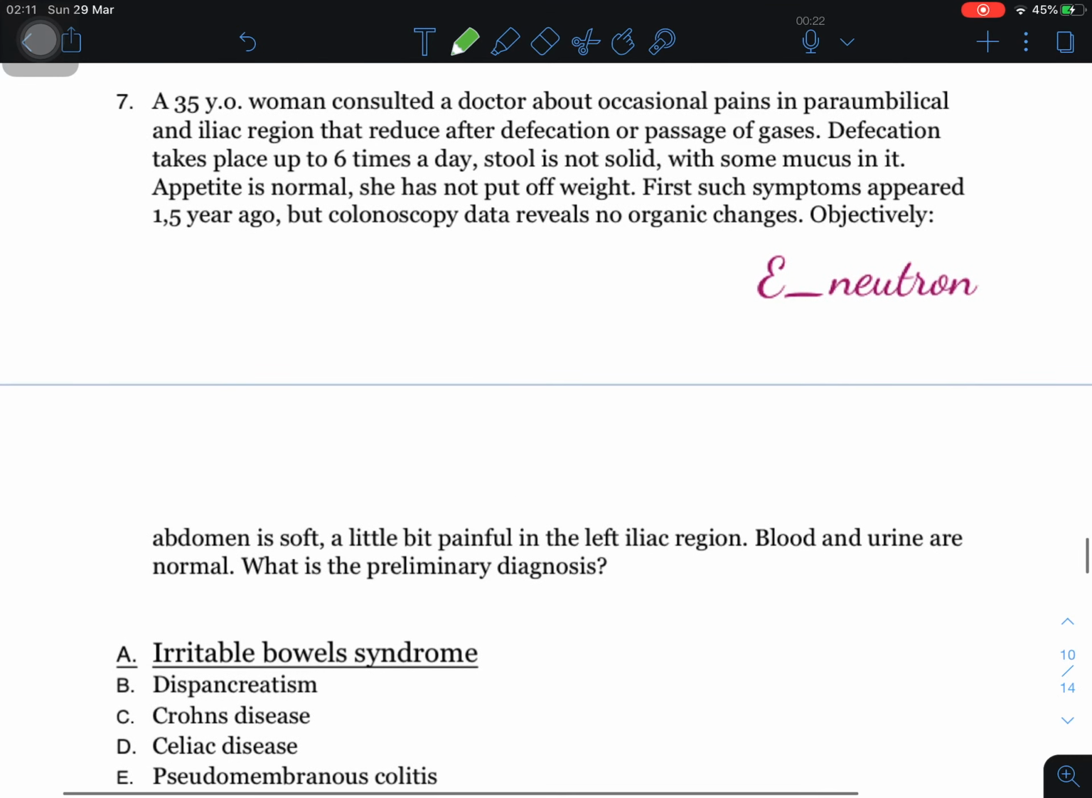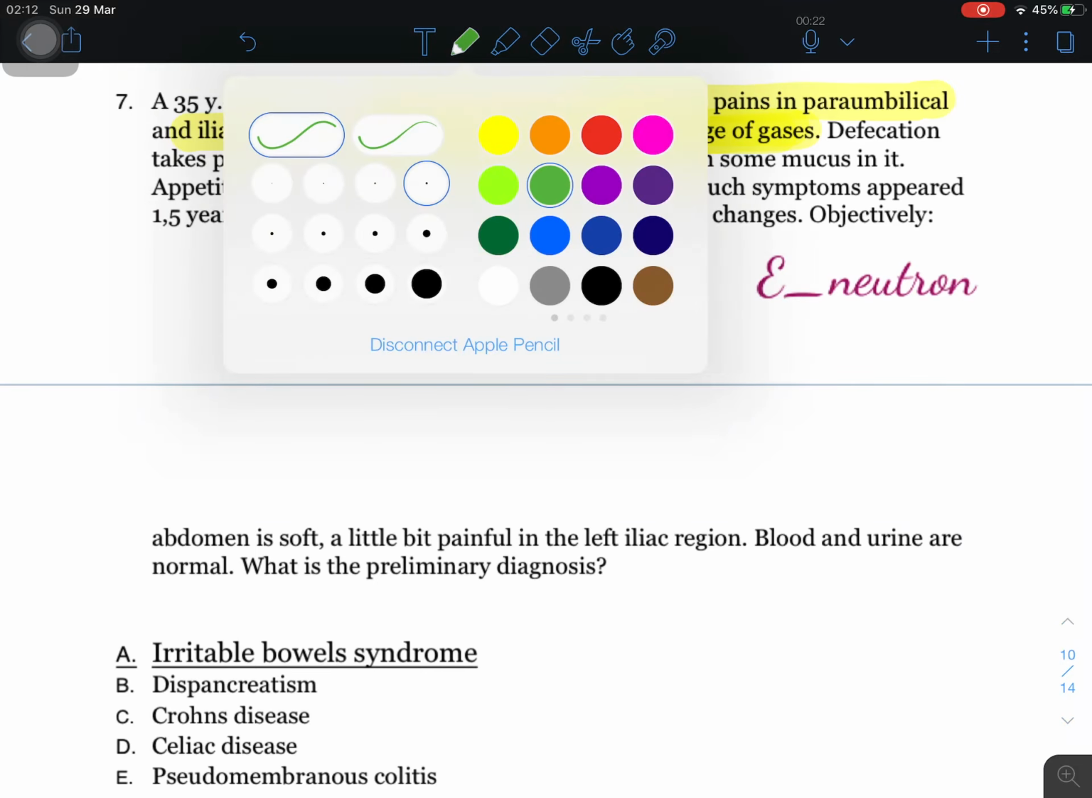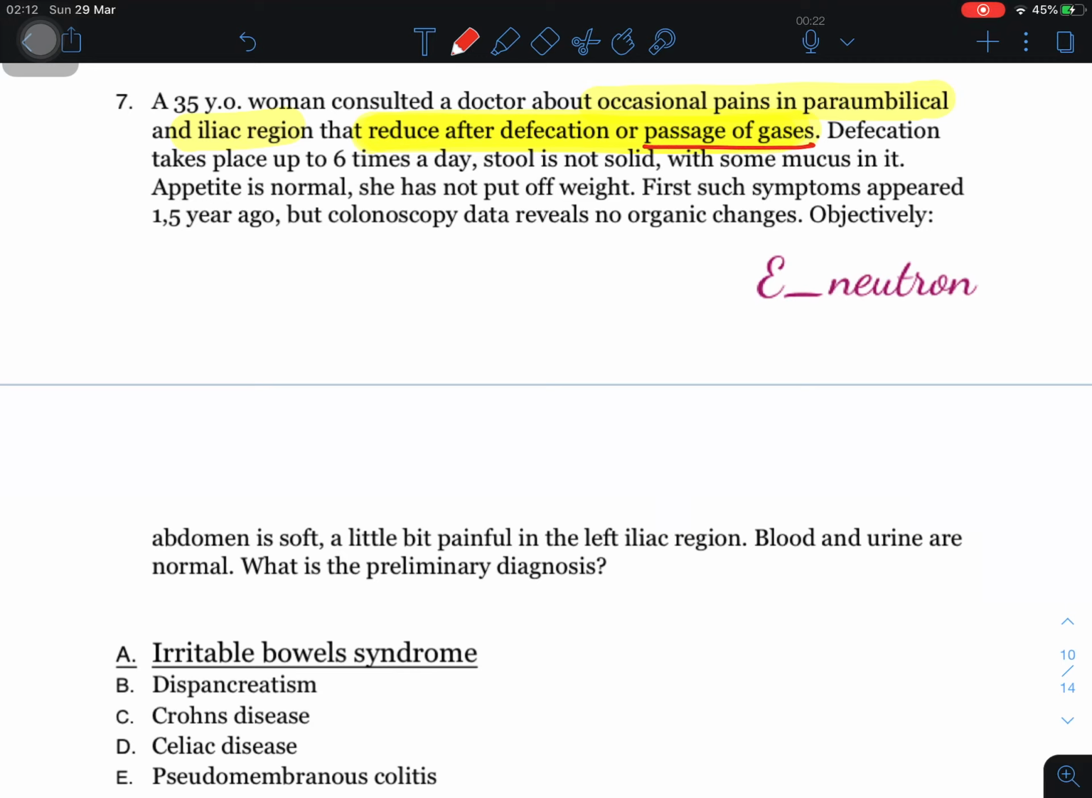Coming to question 7. Question 7 says that a 35-year-old woman consulted a doctor about occasional pains in the paraumbilical region and iliac region. Not continuous pains, there are occasional pains. She also tells that the pains reduce after defecation or passage of gases. When she passes gas, when she defecates, the abdominal discomfort is gone, the pain is gone.